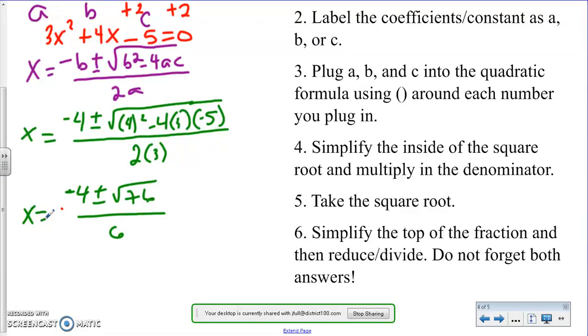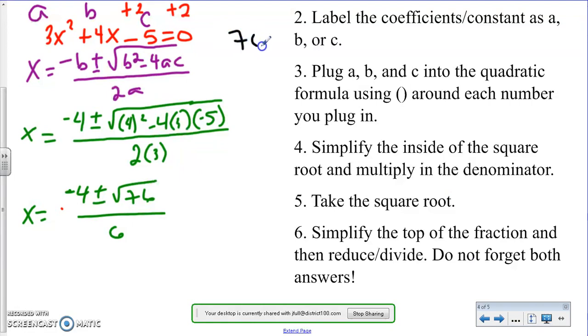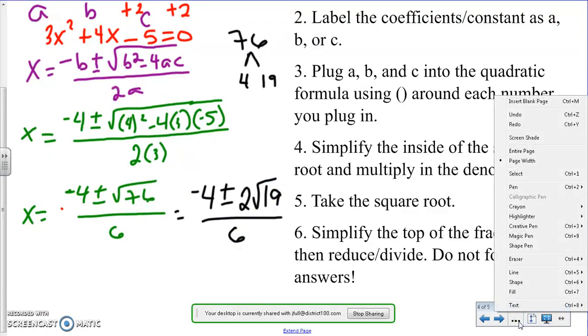So we're going to go ahead and do a factor tree, and I'm going to do that off to the side here and simplify. The biggest perfect square that goes into 76 is 4, and it's 4 times 19. So if I break that down, the square root of 4 is 2, and the 19 is going to stay on the inside of the square root because we can't do anything with that.